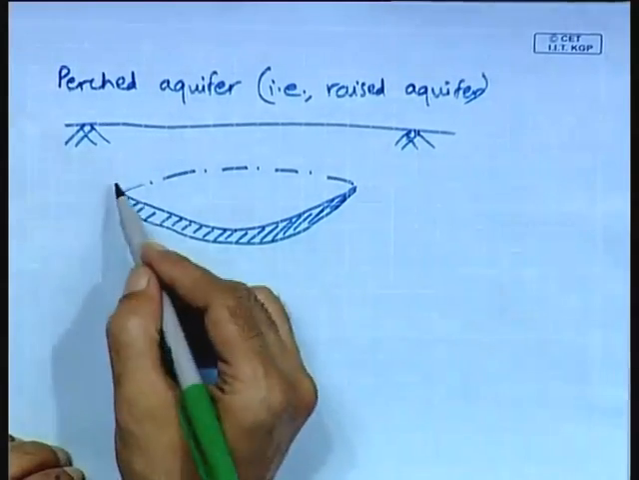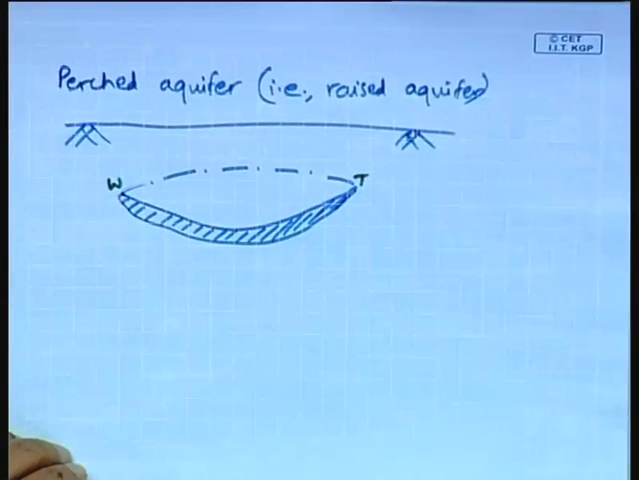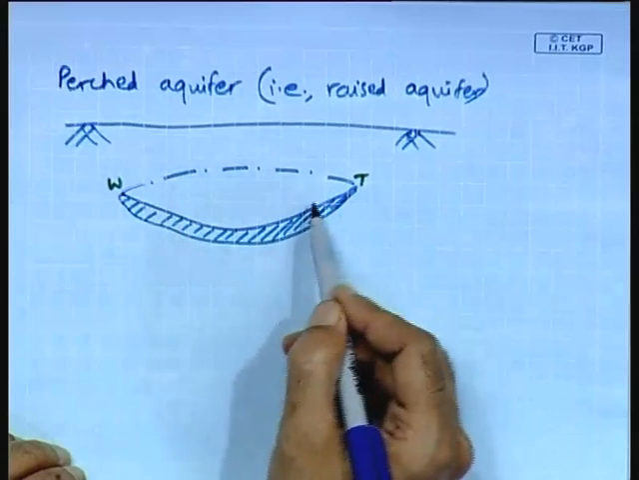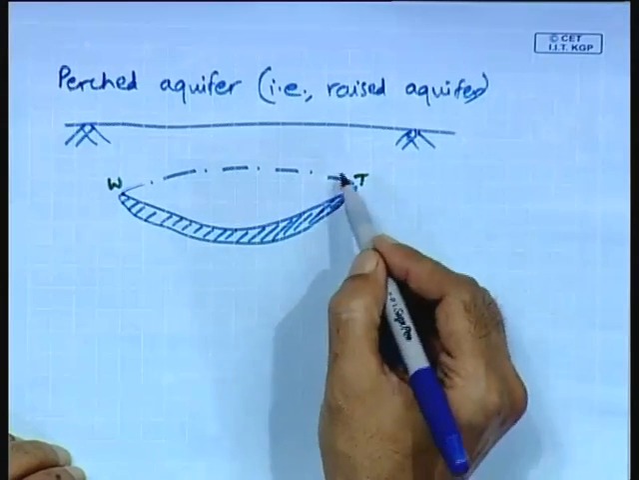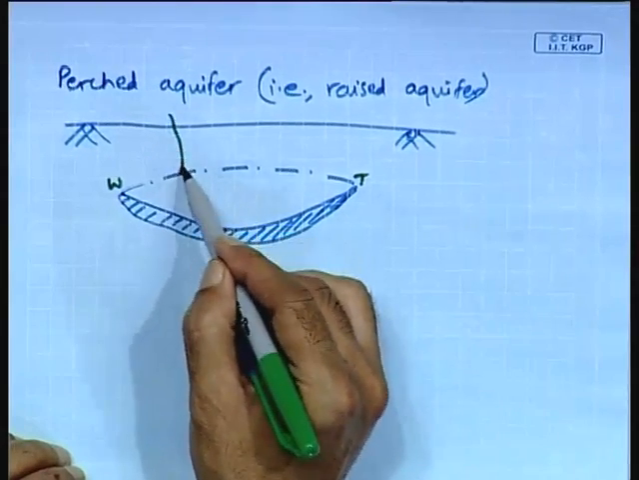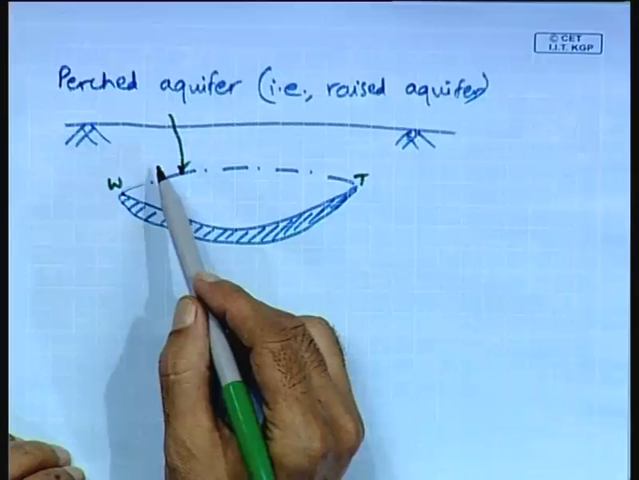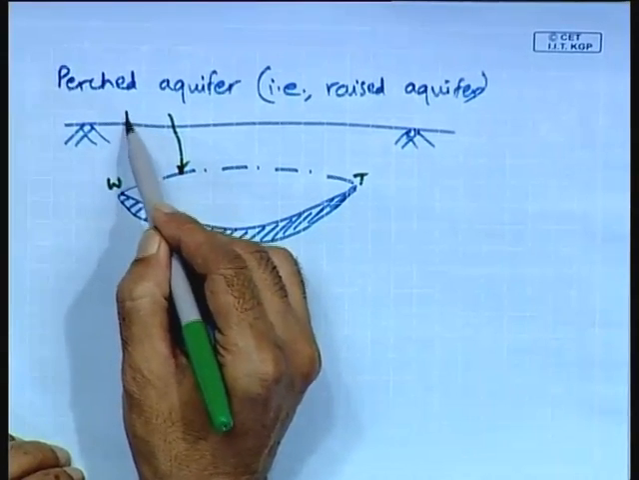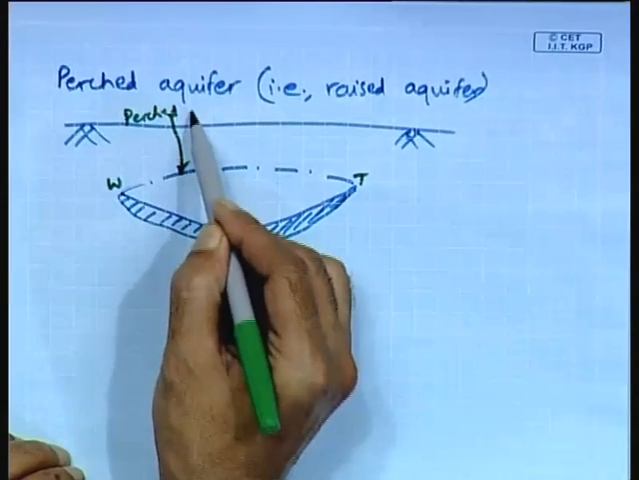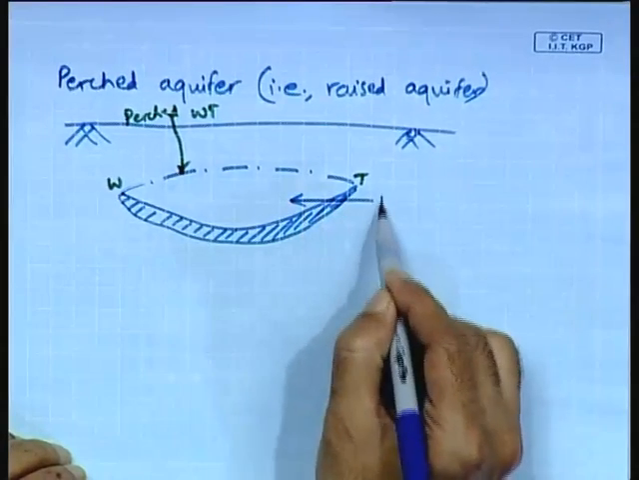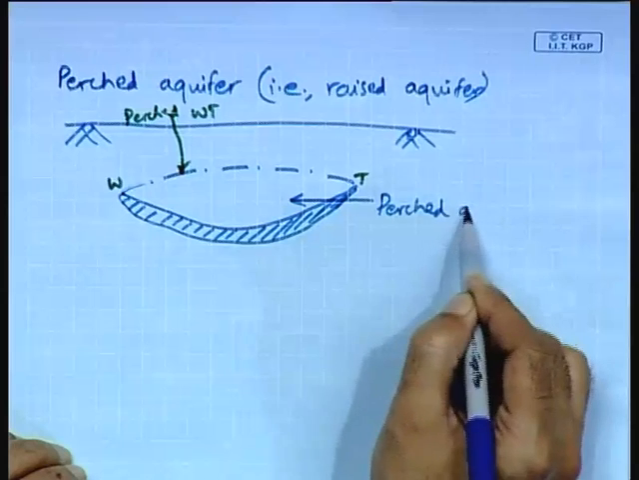So, this represents the water table, and here this represents a zone of aeration, and below that, this represents a zone of saturation. So, this one represents the perched aquifer. I would like to say this is the perched water table, and this one is the perched aquifer.